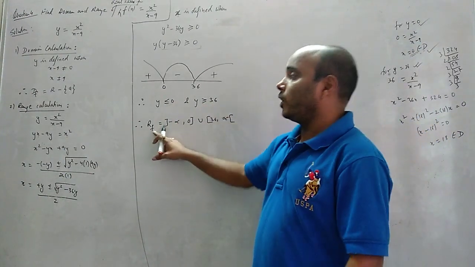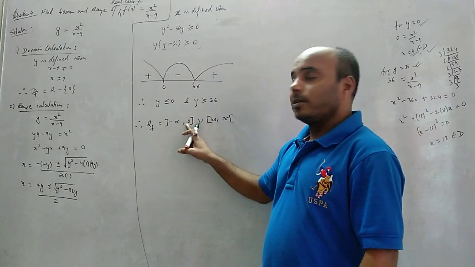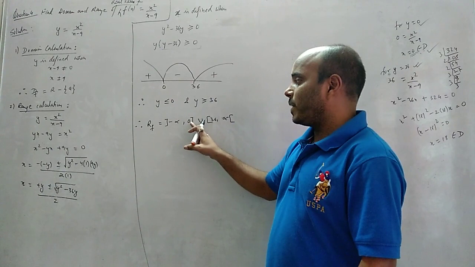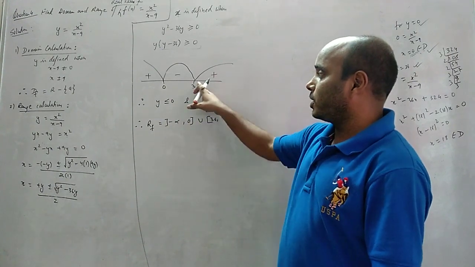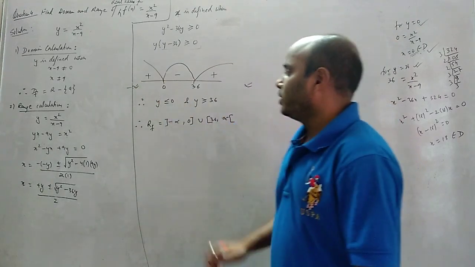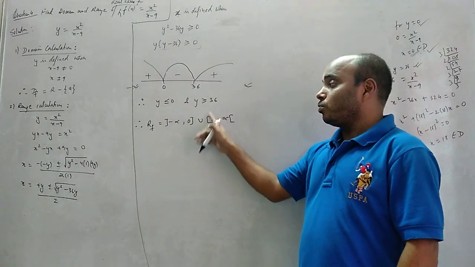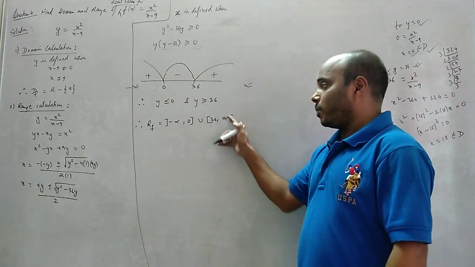So therefore, range is what? Minus infinity to 0. In 0 it is equals to, close bracket. Infinity तो open bracket होता है. Union 36 to infinity. Okay, clear? Now 36 we are taking equals to, close bracket. Infinity we cannot take. We don't know what is infinity, so open bracket.